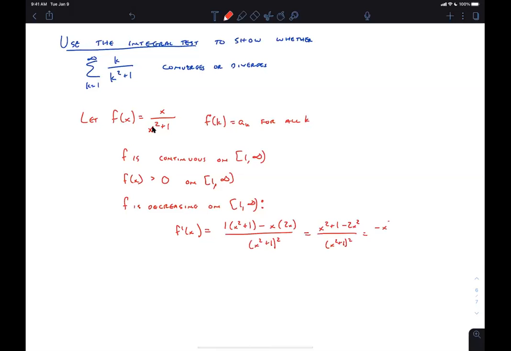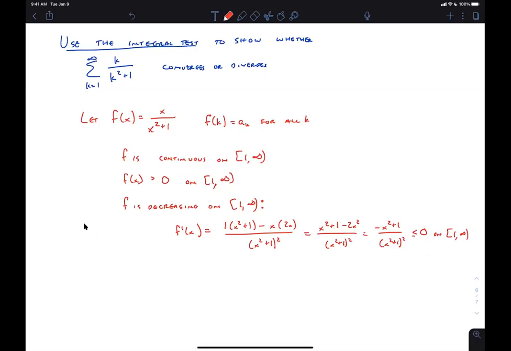That's negative x squared plus 1 over x squared plus 1 squared. That's less than or equal to 0 on 1 to infinity, because the bottom is always positive, it's squared. And then x squared is going to be bigger than 1 for anything bigger than 1. At 1, it'll be 0, which is why I put the equals in. But that proves that it's decreasing on 1 to infinity.